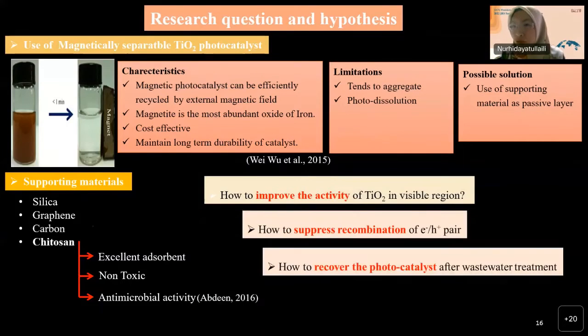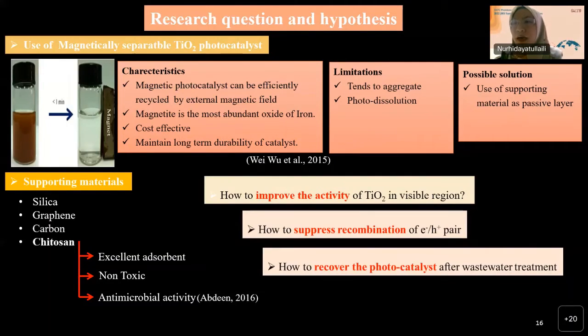So here, why chitosan? Because previously people used other materials as supporting materials, such as silica, graphene, carbon, and so on. But these types of support systems don't have good absorption properties as expected. And most of them are non-toxic but don't have the antimicrobial activity that chitosan offers.